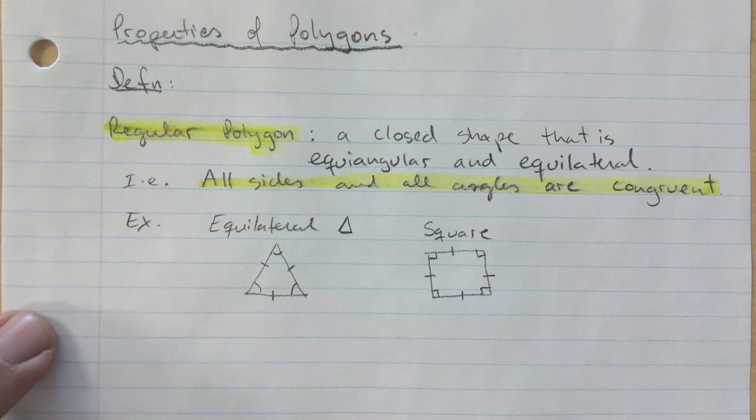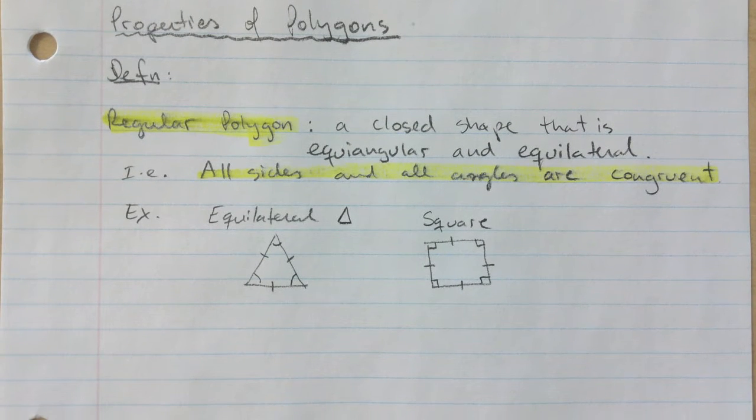And polygons, by the way, poly is many, gons sides, so many sides, right? So these two would be considered polygons, but we have a specific name, right? Equilateral triangle and square.